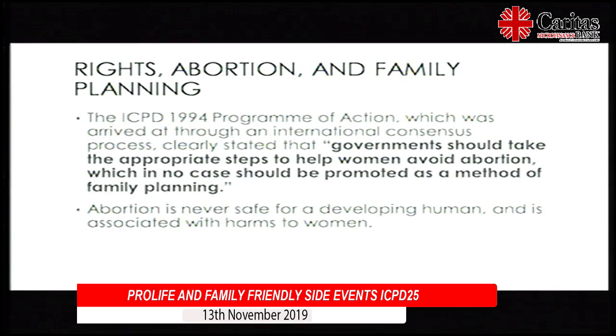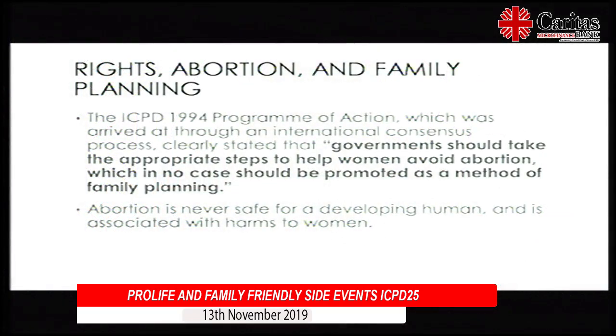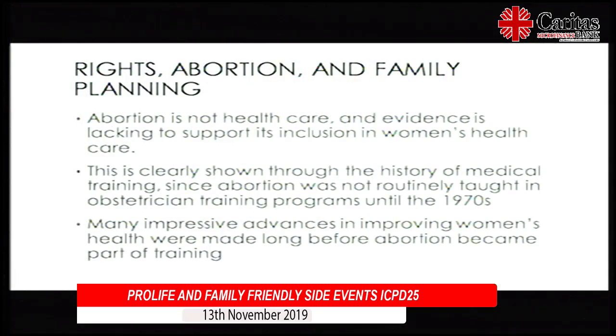The ICPD program of action, which was arrived at through an international consensus process, clearly stated that government should take the appropriate steps to help women avoid abortion, which in no case should be promoted as a method of family planning. Abortion is never safe for a developing human. And abortion is not health care. There's evidence lacking to support its inclusion in women's health care.